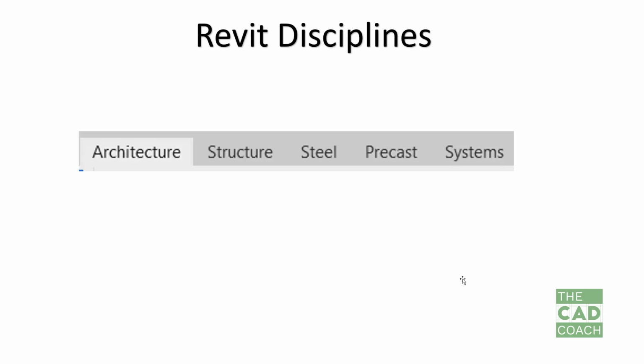Next, Revit disciplines. In the past, when Revit was introduced to the world, there were three Revit software products. One is architecture, one is structure, one is MEP. Now all these three are combined into one software, that is Autodesk Revit. So there are three disciplines: architecture, structure, and MEP. MEP stands for mechanical, electrical, and plumbing.